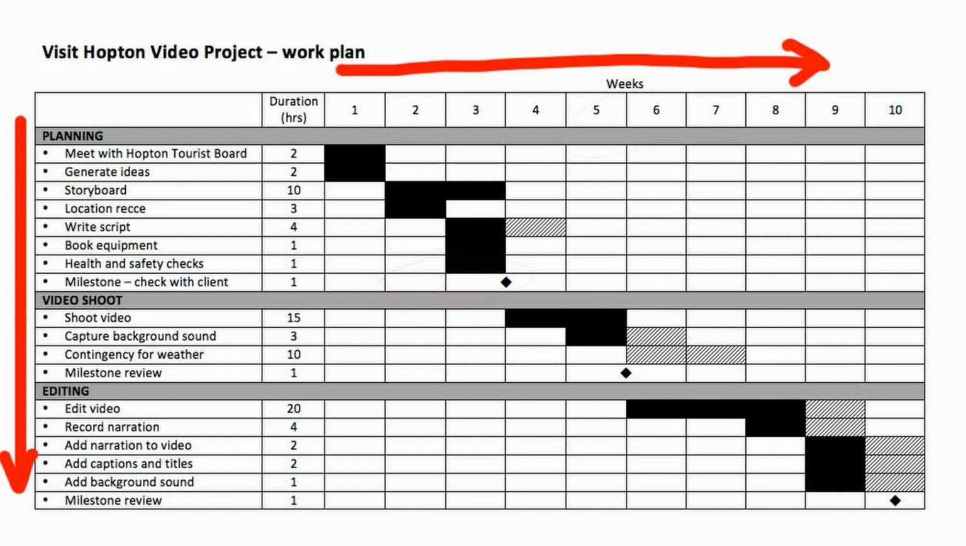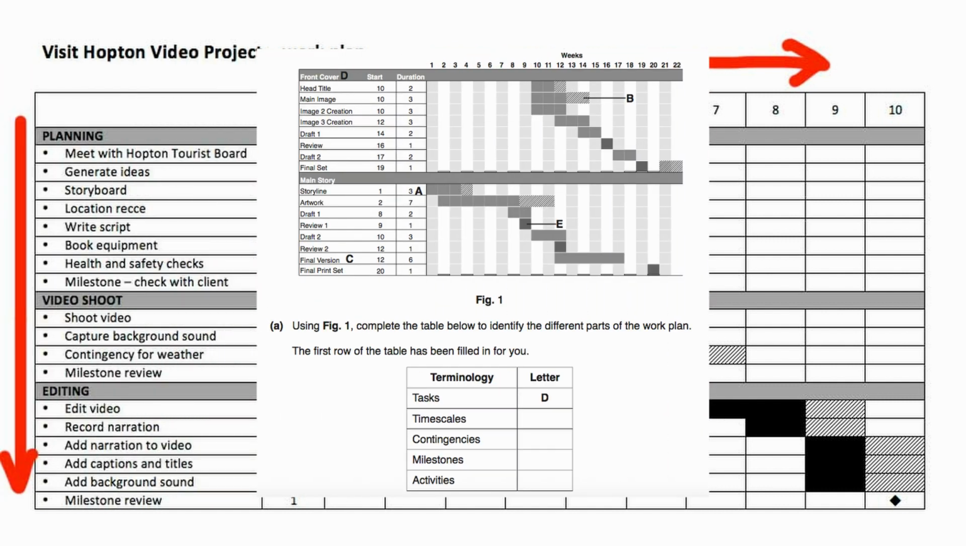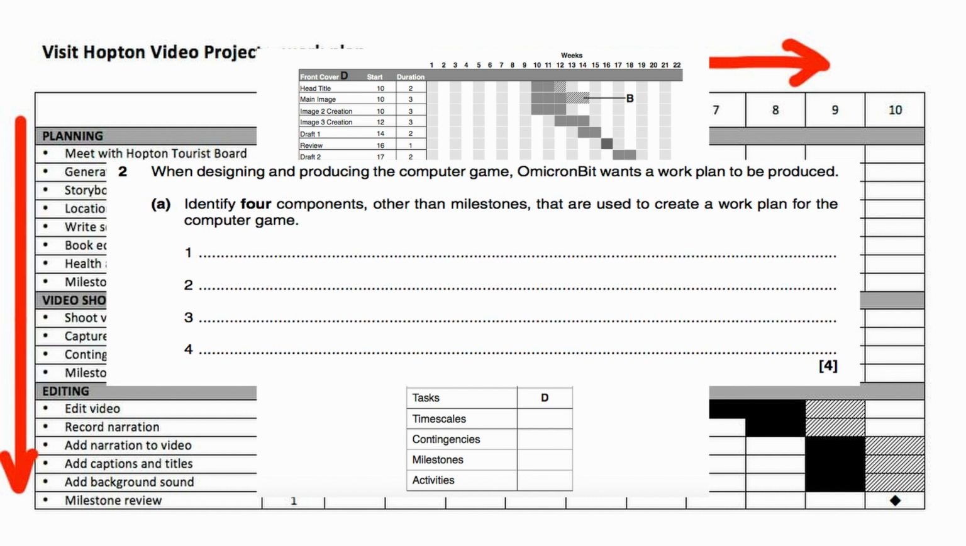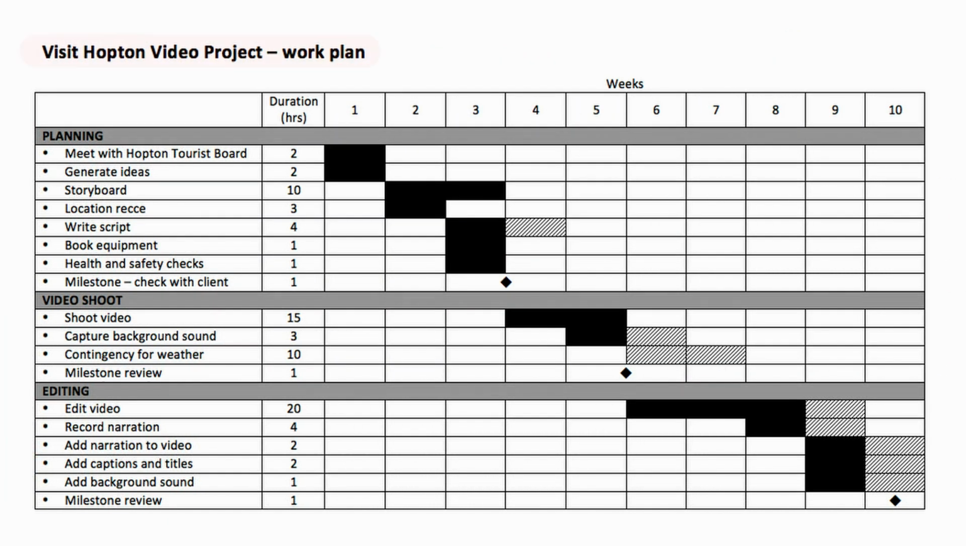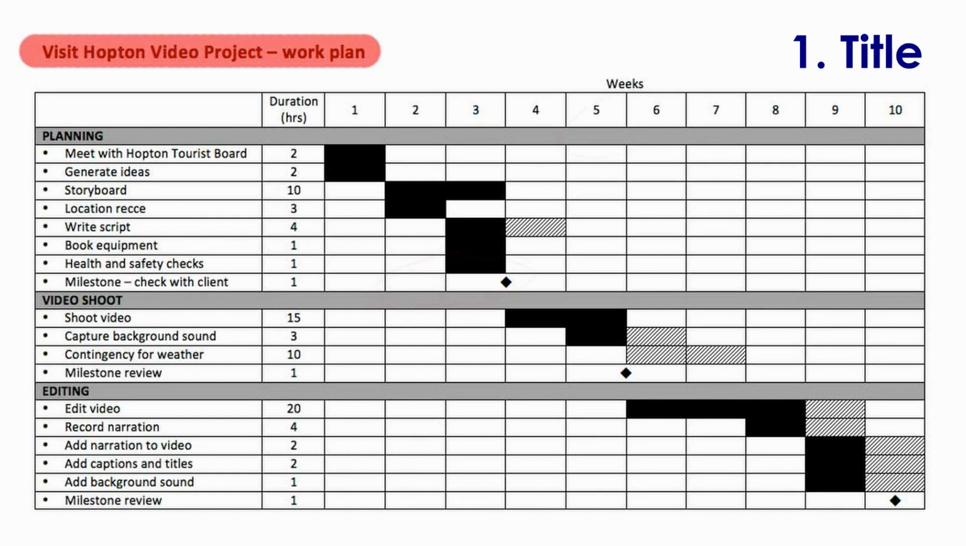In an exam, you could get a question like this, which asks you to identify parts of the work plan or aspects of the work plan, or you could get a question like this, which simply asks you to identify things which could be on a work plan. So the first thing we've got, very simple, the title. Now, this is so obvious, but when you've got a question which asks you to list the parts of any type of pre-production document, you'll often get a mark just for writing the word title.